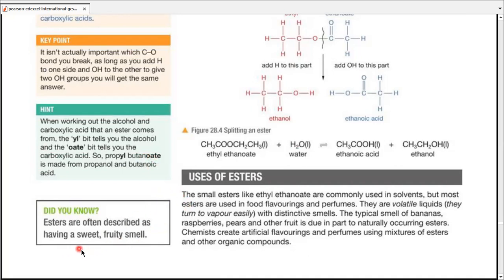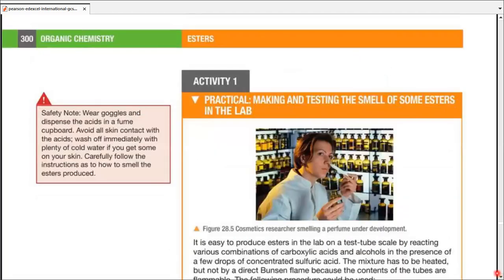Now, esters are often described as having a sweet, fruity smell. So whenever they talk about the smell of an ester, this is the phrase you're going to use. Which brings us to uses of esters. Small esters like ethyl ethanoate are commonly used as solvents, but esters are most commonly used in fruit flavorings. Esters are also used as perfumes. They are volatile liquids with distinctive smells. The typical smell of bananas, raspberries, pears, and other fruits is due to esters naturally occurring in them. Now, what chemists do is create artificial flavorings and perfumes using different esters and other organic compounds.